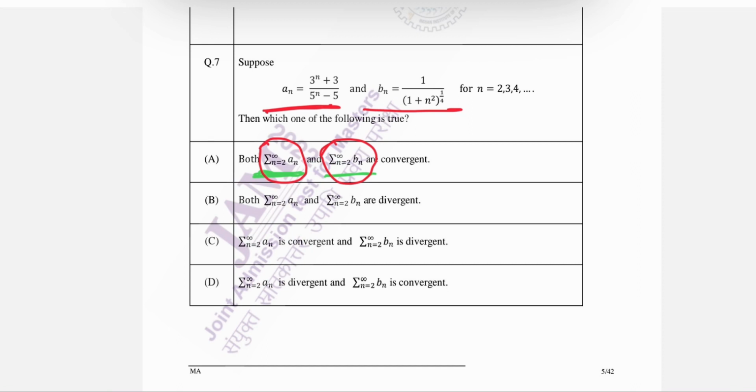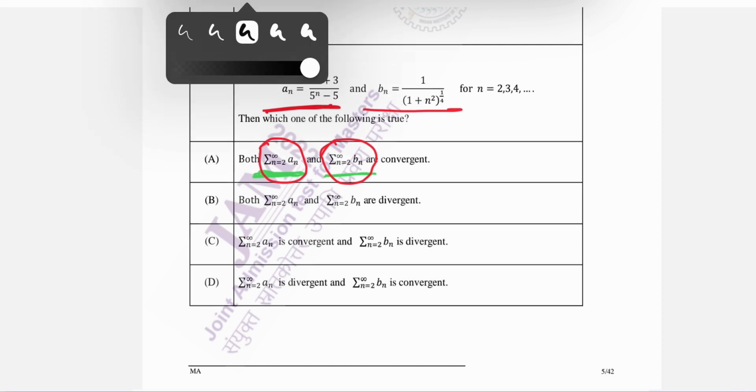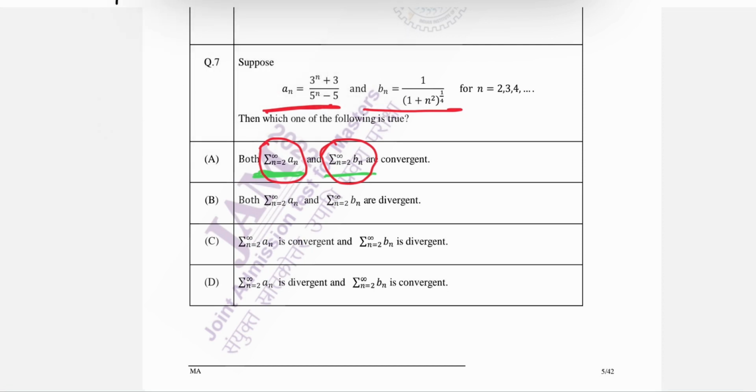So let us see. First we check the necessary condition, and for that we find the limit as n tends to infinity, and obviously it is 0. So this series may be divergent or convergent. And let us check for the other.